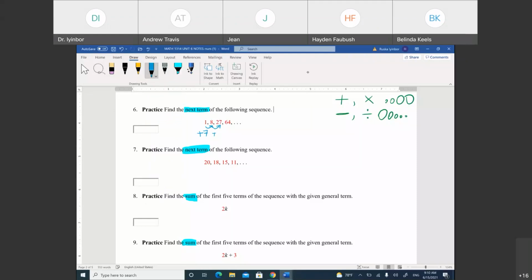You're adding 19, right? 27 to 64, you're adding what? Technically doing 64 minus 27, you're adding 37. So looking at the numbers you're adding, it's not clear what exactly you're adding. You don't know what you're going to add next. So these numbers 7, 19, and 37, they're not quite clear what's going on, right?